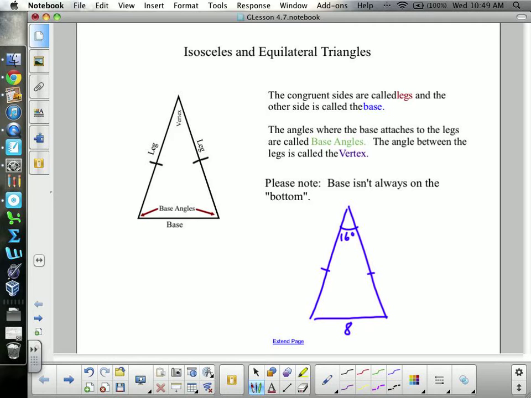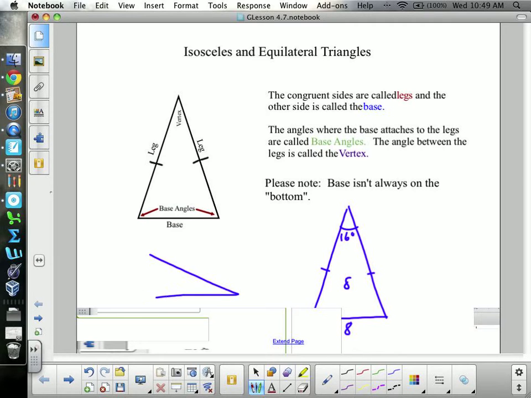Now, don't think of base as bottom. I could have just as easily drawn my isosceles triangle this way, and my base is 8 here, and there's 16 degrees. Base does not have to be on the bottom. And that's going to be a common theme that you're going to see basically for the rest of the year. We can rotate that around. If I rotate this thing around, this is still the base.